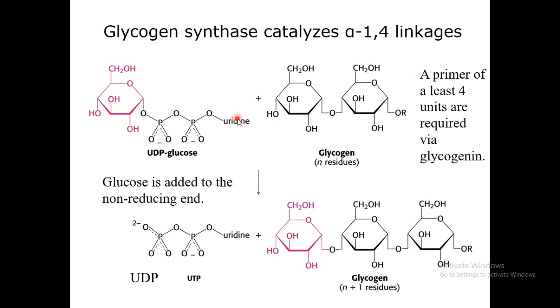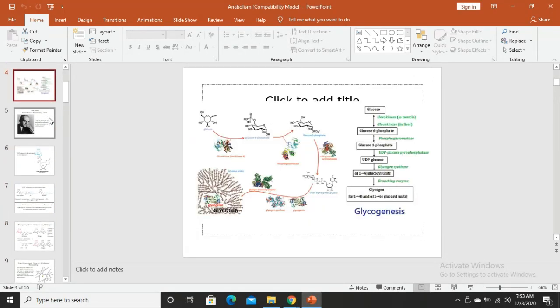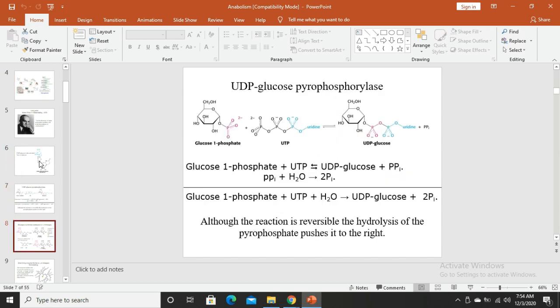Okay, so a primer of at least 4 units is required via glycogenin. Next would be combining UDP glucose with each other to form glucosyl units. When you say glucosyl units, this is just a polymer of UDP glucose combined together via 1,4 glycosidic bonds. So alpha glycosidic bond. The main enzyme involved in that is called glycogen synthase.